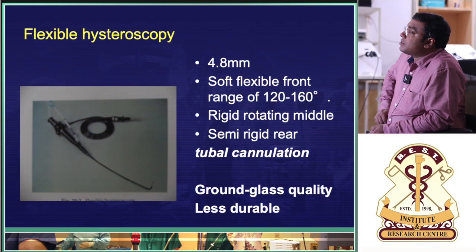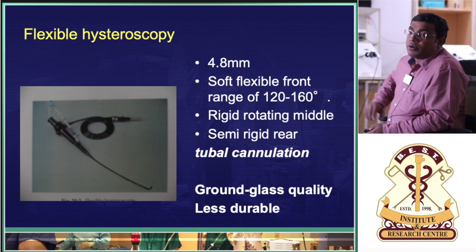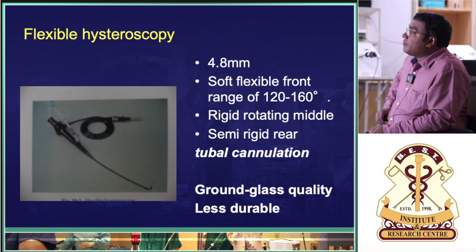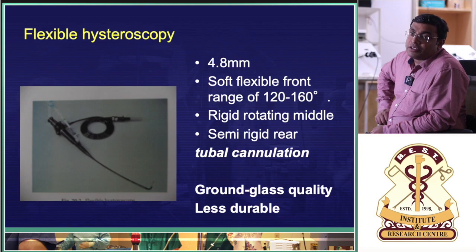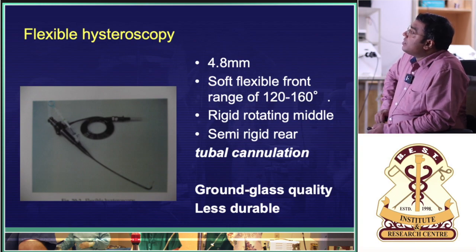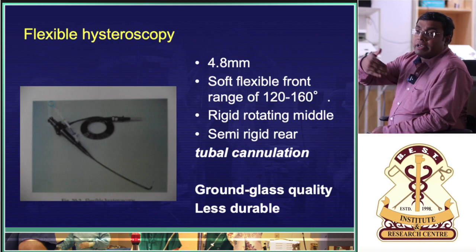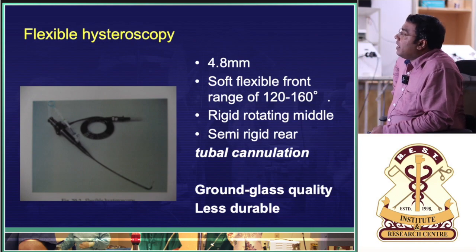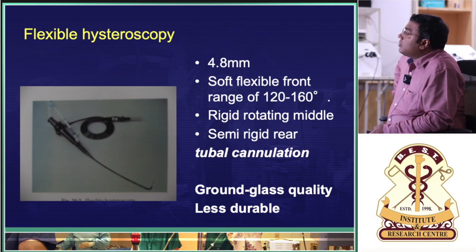So this is a flexible hysteroscope where you have a rotating knob, which flexes the tip of the hysteroscope. It has a 4.8 mm soft flexible front, which can range from 120 to 160 degrees, and a rigid rotating middle portion. This is the rigid portion, this is the flexible one. The only problem is it gives a ground glass quality of vision and durability is less.